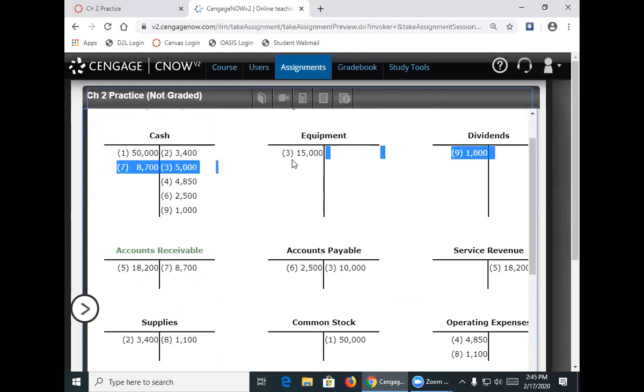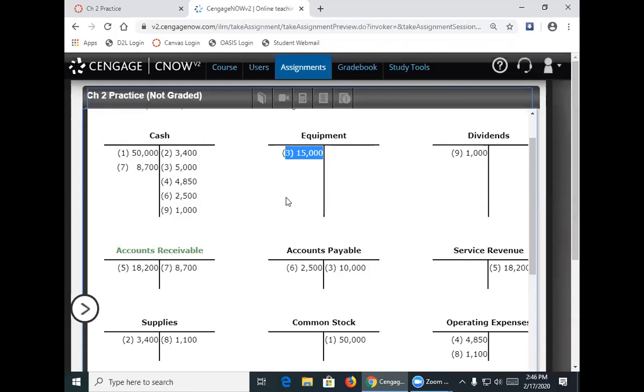Equipment was debited 15,000. Do I have another 15,000 credit? Accounts payable and cash. Yep, it's a compound entry. So remember your rules of debit and credit. Not only do we list debits before credits, debits need to equal credits. Here we have a debit of 15,000 and we see accounts payable 10,000, but then we also have to find the other 5,000, which is cash.